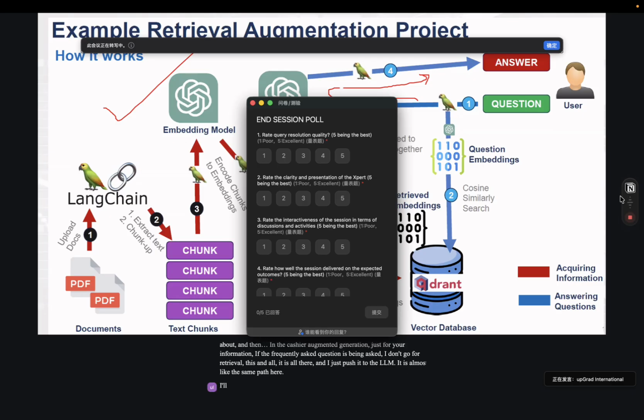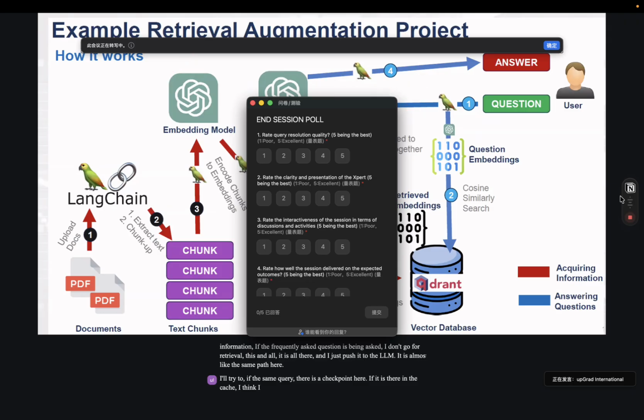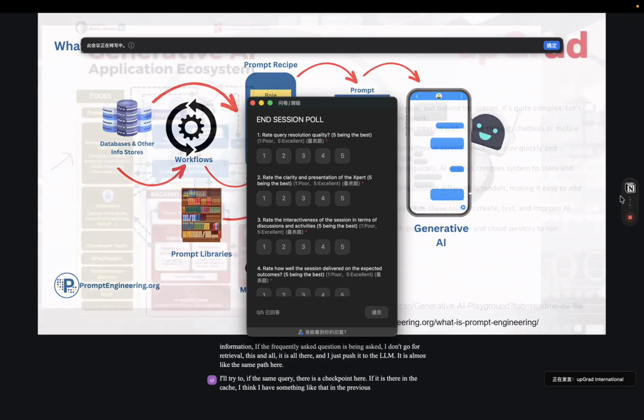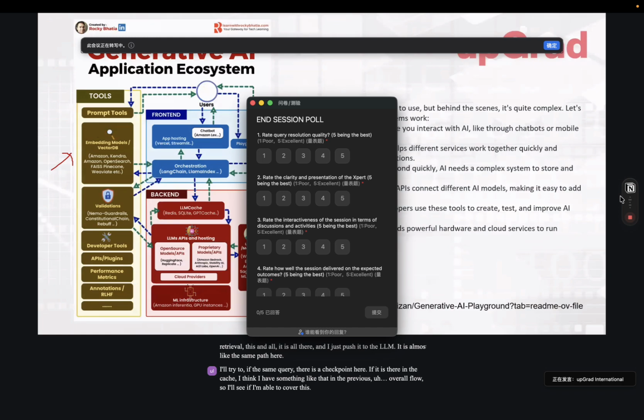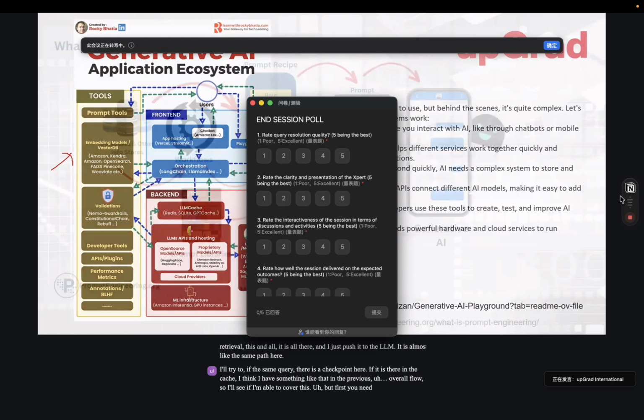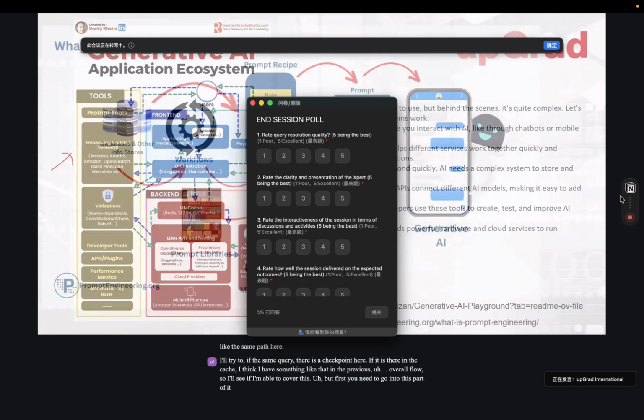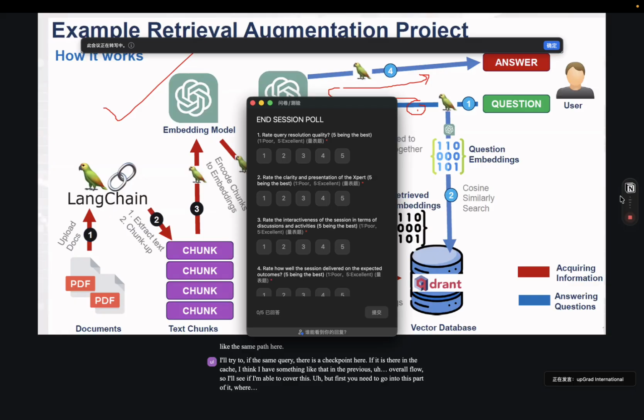I'll try to, if the same query, there is a checkpoint here, if it is there in the cache, I think I have something like that in the previous overall flow. So I'll see if I'm able to cover this. But first you need to go into this part of it. So these things I can skim through next time when we are talking about, but these are the things which will be helpful for you to think it through, right? So that is one level of optimization.